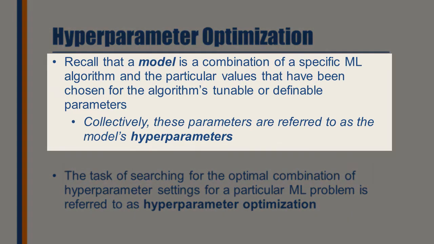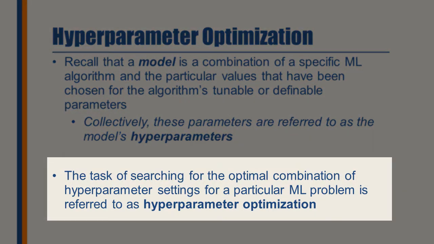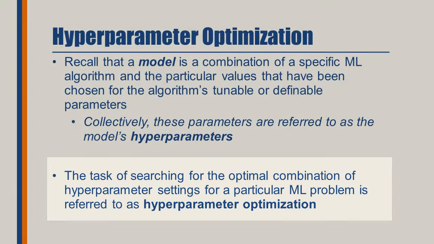Recall that a model is a combination of a specific machine learning algorithm and the particular values that have been chosen for the algorithm's tunable or definable parameters. These parameters can be structural, for example, the number of hidden layers or the number of nodes per layer in a neural network, or they can be algorithmic settings that control the learning process, for example, the mini-batch size or the learning rate. Collectively, these structural and algorithmic parameters are referred to as the model's hyperparameters, and the task of searching for the optimal combination of hyperparameter settings for a particular machine learning problem is referred to as hyperparameter optimization.